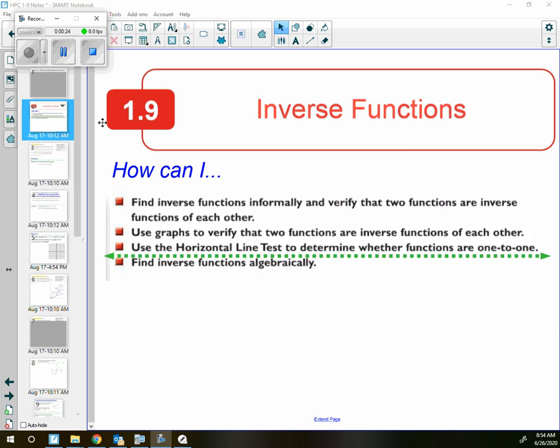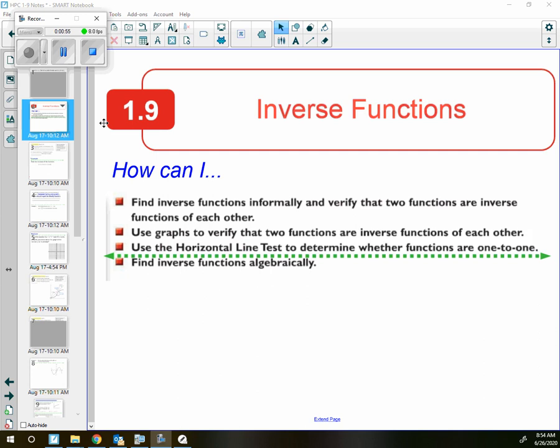If we have a function, we need to be able to undo it, go in the other direction. So that's the focus of our conversation here today. So the essential question for today, how can I find inverse functions informally, meaning using things like tables, graphs, things like that. We'll get into the algebraic rule part in part 2, and be able to verify that two functions are inverses of each other.